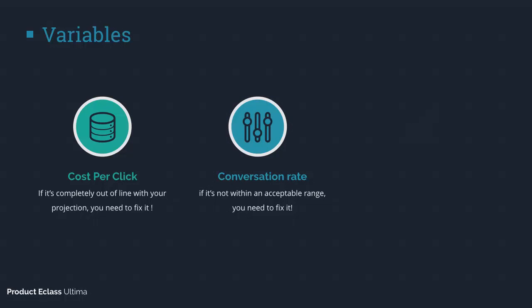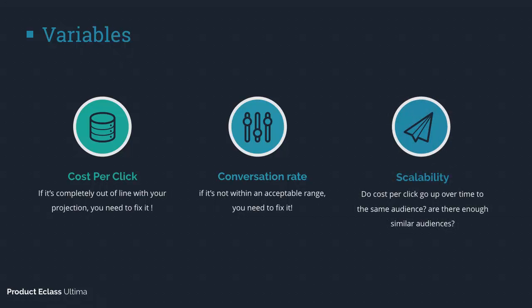Conversion rate's the other biggie, right? If it's not within an acceptable range, you need to fix that. And we'll talk more later in this module about how you can improve conversion rate. And then scalability is the last consideration. Will your click costs stay the same over time, go down, or go up?